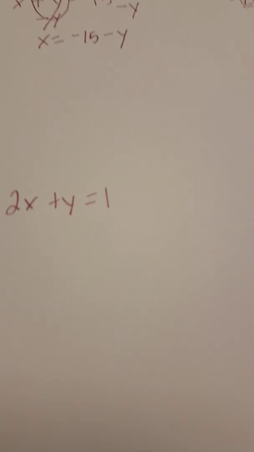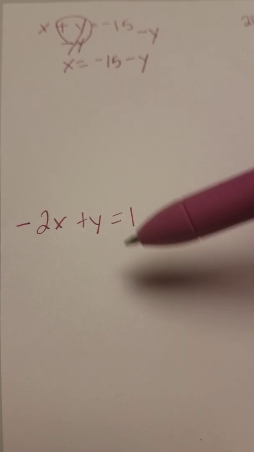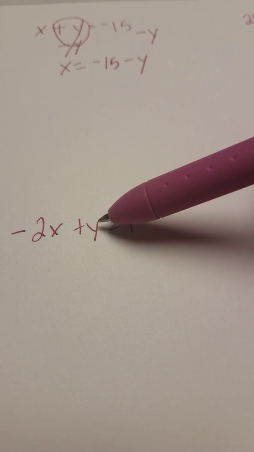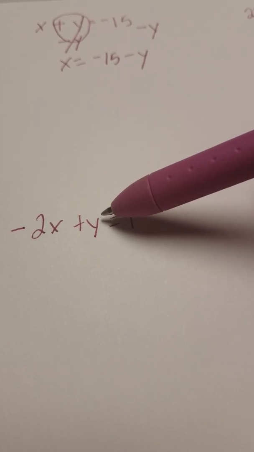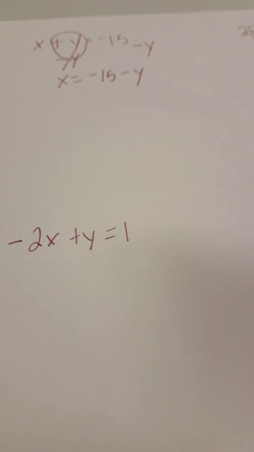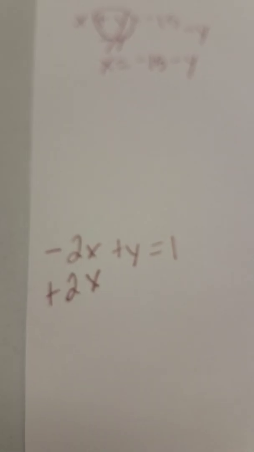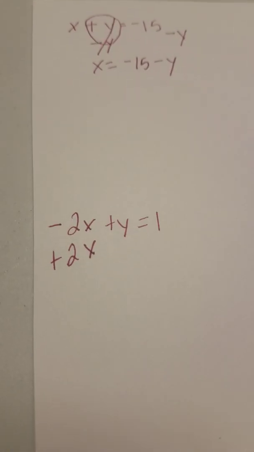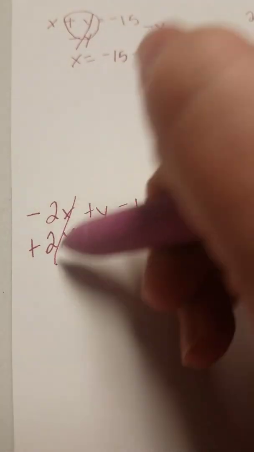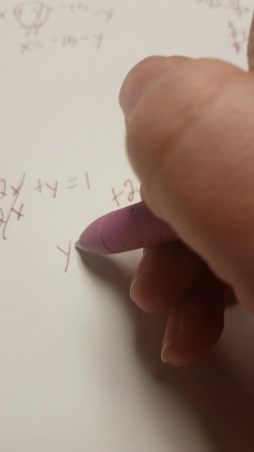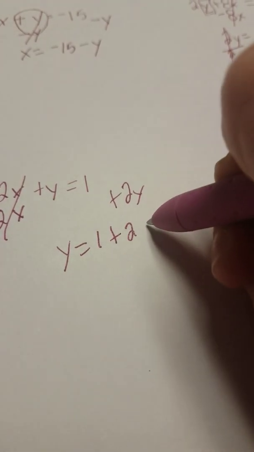And lastly, this one, do you see how with this problem y is all by itself already? So I'm going to solve for y. That's going to be the easiest thing to solve for in this case. So what you're going to do is add 2x to 2x. Sorry, the camera got a little blurry there. There it goes. Which gives you 0. And then you're going to add 2x to this side. So it's just y equals 1 plus 2x.